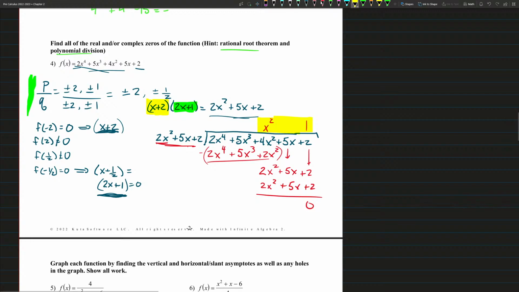In order to find the rest of the zeros, we have to set that equal to 0. So x squared plus 1 equals 0, so x is equal to plus or minus i. So then we have all 4 factors. We have the x plus 2 factor, which we found by testing. We have the 2x plus 1 factor, which we found also by testing. And then we have x squared plus 1, which we found by dividing the product of those two things into our original polynomial. Thank God we actually got there.